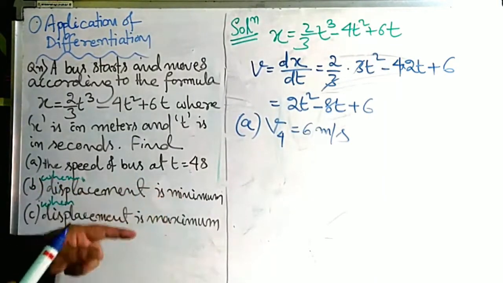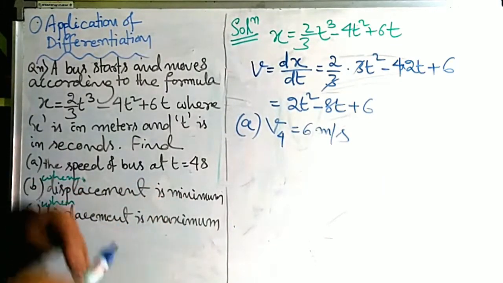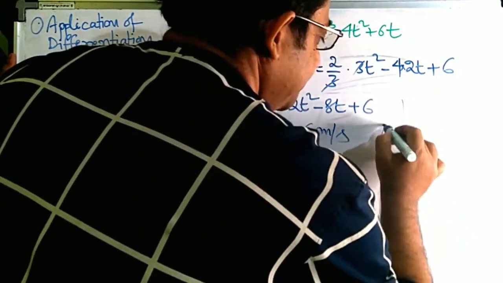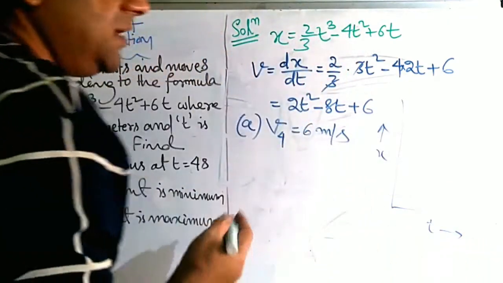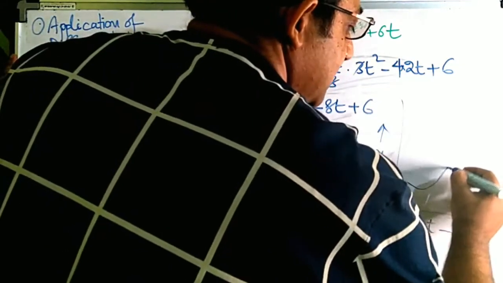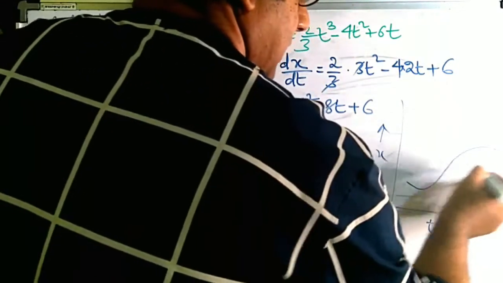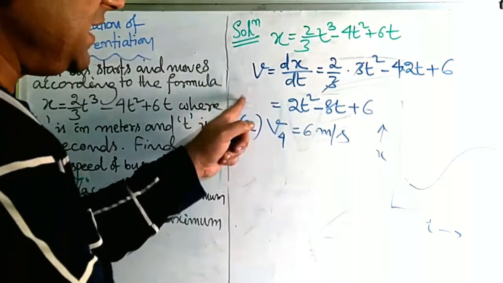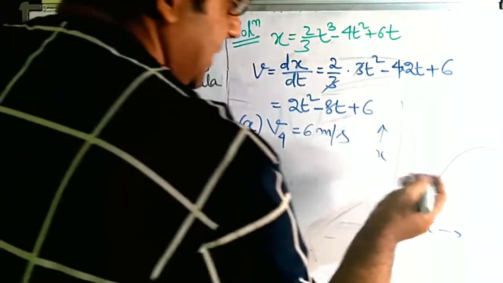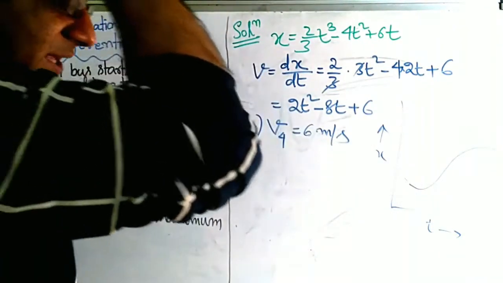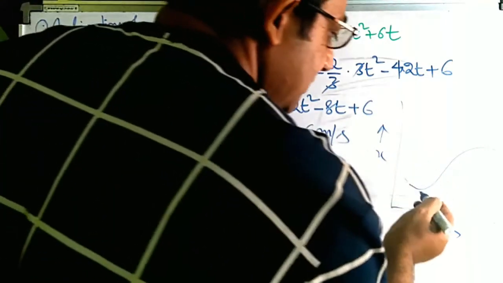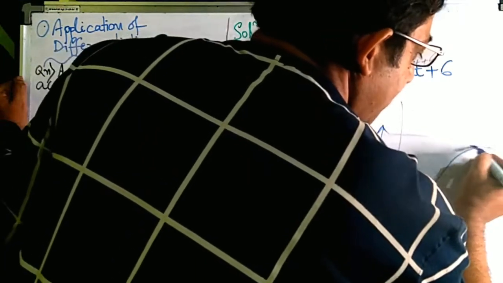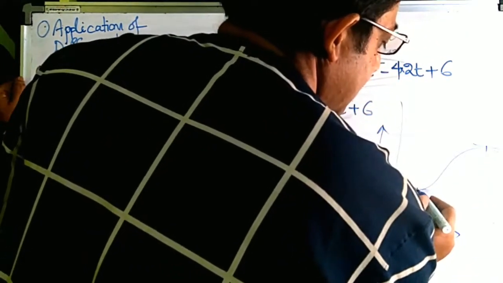Whether displacement is minimum or maximum, what is the condition? See, if we are taking x here and t along the horizontal axis, if this is the curve, let us say. Now if we equate v is equal to 0 or dx by dt is equal to 0, then the tangent will make a 0 degree angle with the x-axis. So that will be possible at this point also and at this point also. That is here and here.